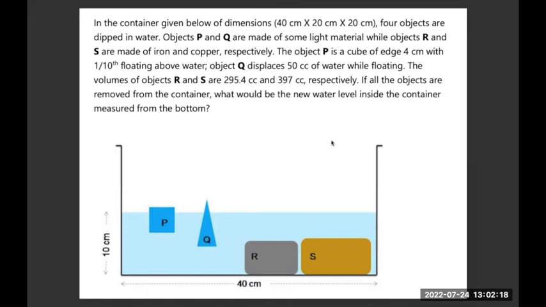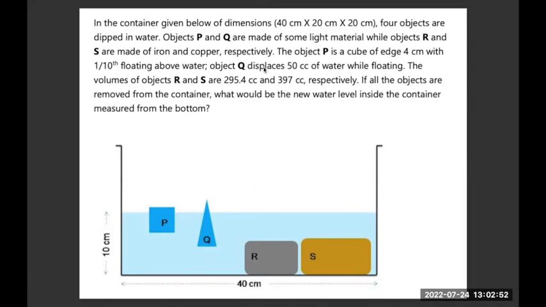Now you're given a dimension of a tank which is 40 by 20 by 20. 40 by 20 by 20 is the size of this water tank which is there. In that, P, Q, R, S are the different objects which are placed there. P and Q are made of some light material and R and S are made up of iron and copper respectively. The object P is a cube of edge 4 cm with 1/10 floating above the water.